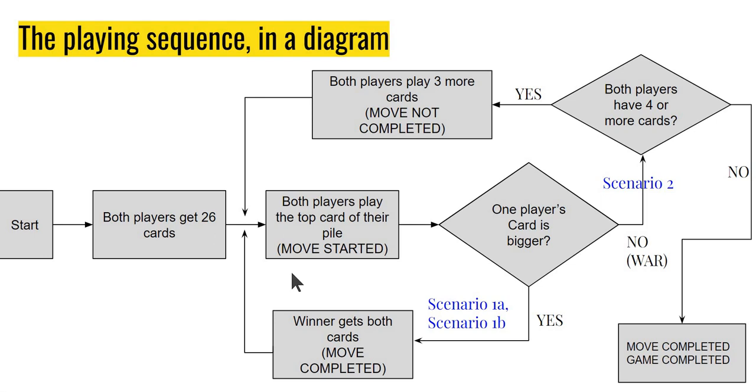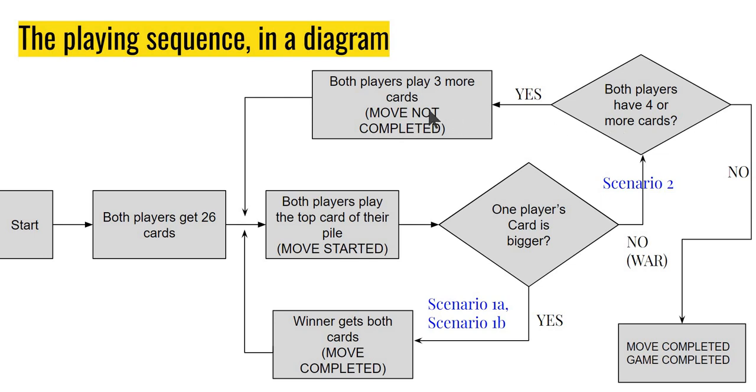However, there's a second scenario which is more interesting. Once we find that both the cards are equal, we go into scenario 2. Now there's a valid question to be asked. Do both players have at least 4 cards or not? And why is this important? Because if we don't check this, then we may end up in a situation where we bring the players to the war, but the players don't have cards to play. So that is an odd situation. So if this answer is no, then we just say, okay, the game is over, the move is completed. Unfortunately, the game has to be called off here. On the other hand, let's say we have a situation where both the players have a sufficient number of cards.